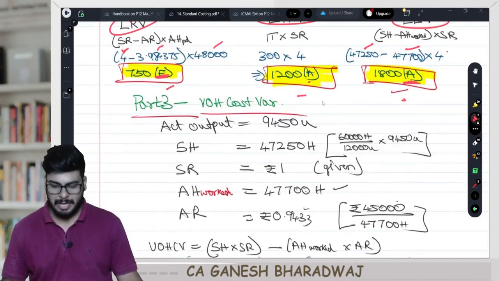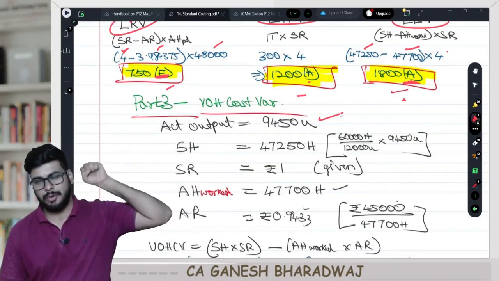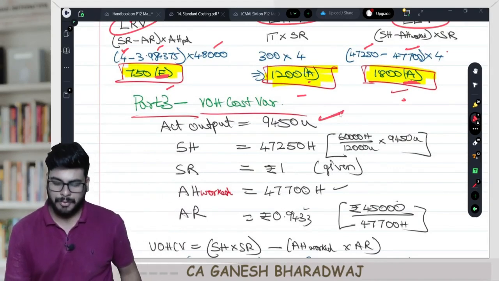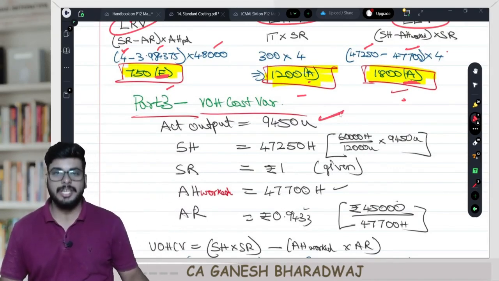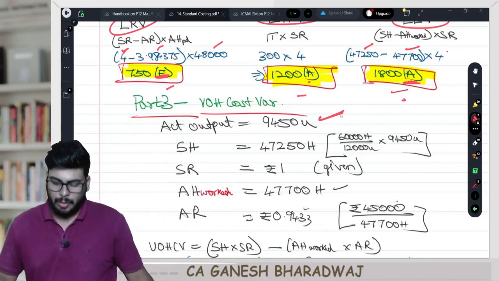Now, for the purpose of variable overhead, once again, we know that the actual output by consuming the variable overhead, how many units were produced? 9450. Clear with this, guys? So what do you need? You need standard hours, standard rate, actual hours, and actual rate. Clear with this, guys?